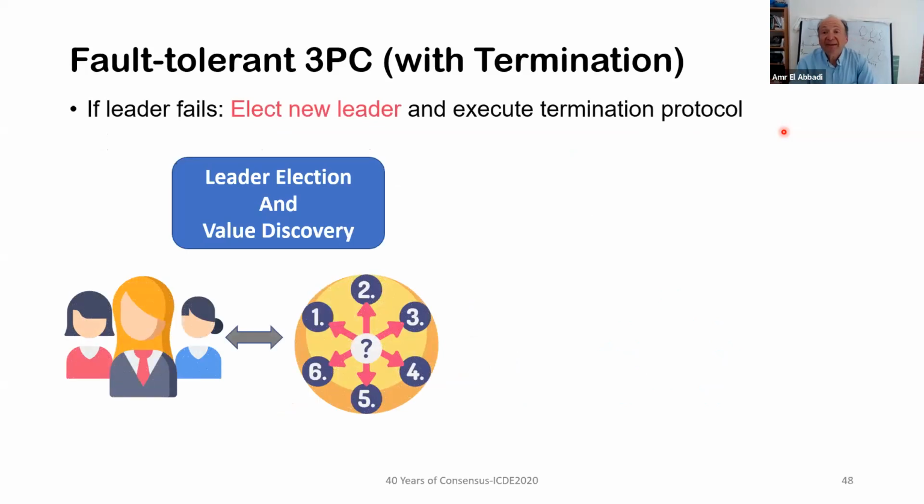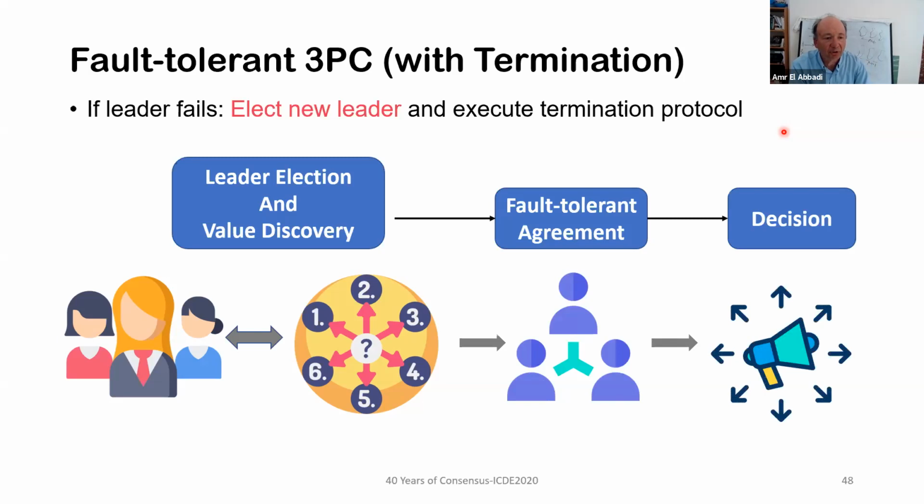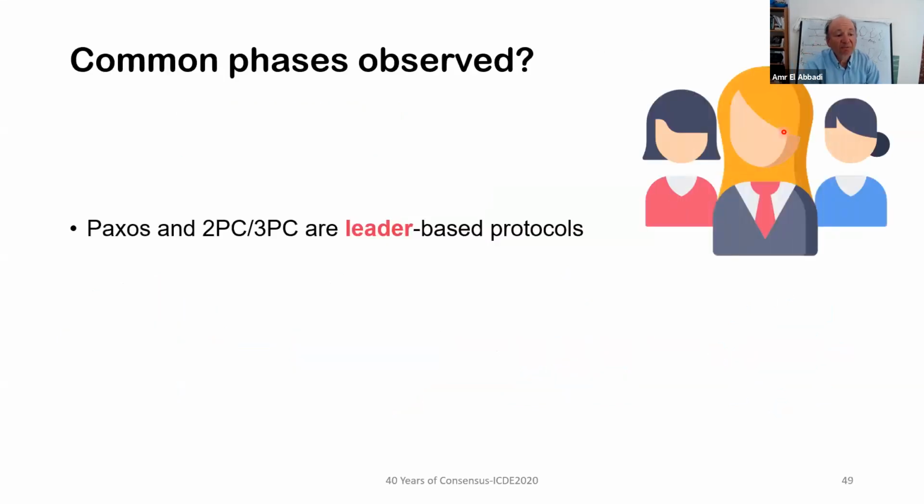Unfortunately, once you have that, you have to tolerate failures. So what we have is a termination protocol for three-phase commit, where a leader is elected and the leader needs to discover the value that might have been committed or not committed. So the decision needs to be figured out. We'll call this a leader election and a value discovery at the same time. And finally, you do fault tolerance and then decision.